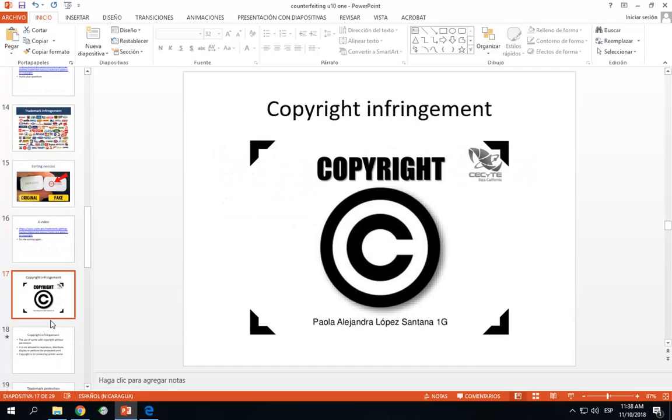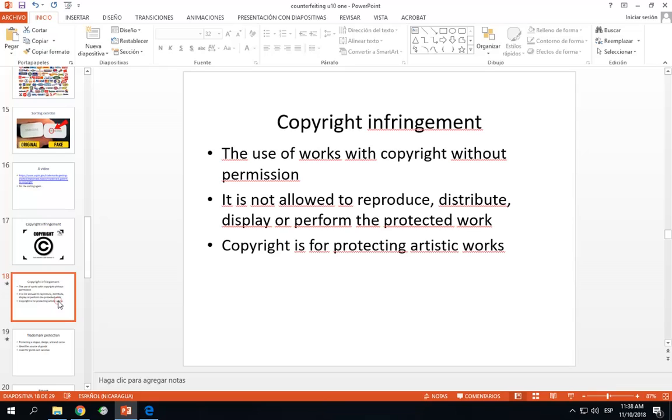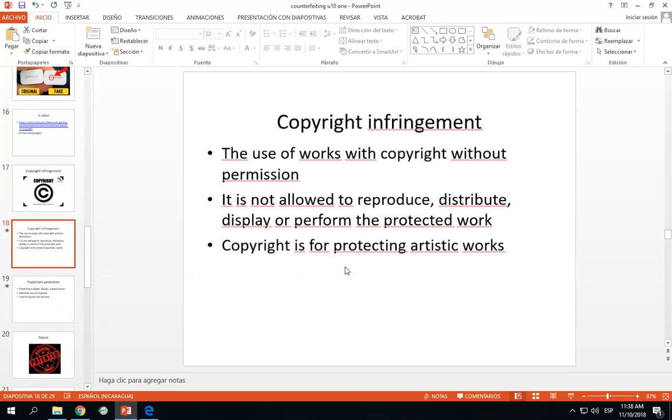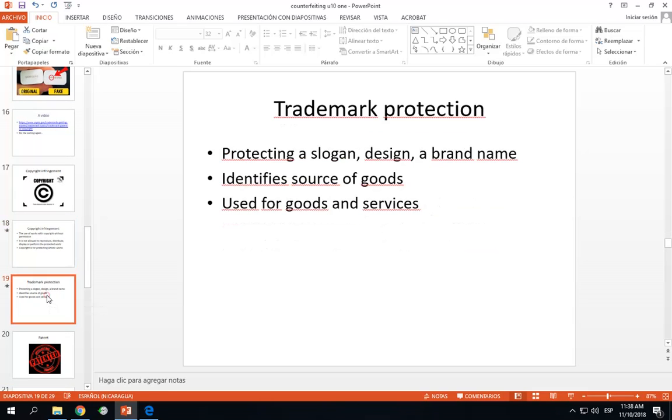Copyright infringements. Have you ever copied a CD, a DVD, copy a book or something? That's copyright infringement. The use of works with copyright without permission. Especially related to artistic works. Then we go to, oh, this is trademark protection. And of course, if somebody breaks the law, it's trademark infringement.